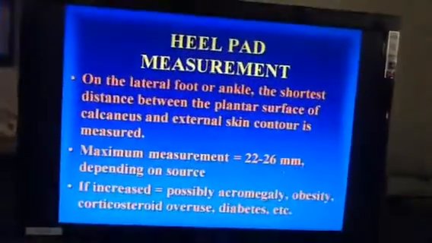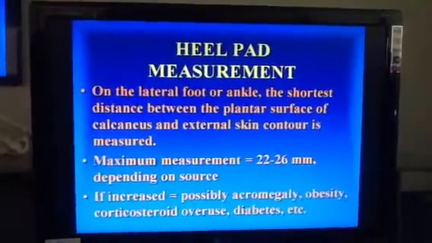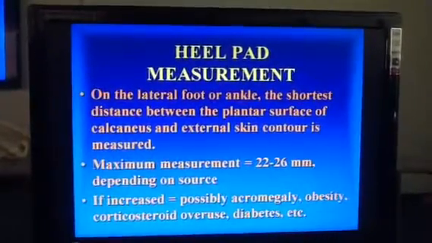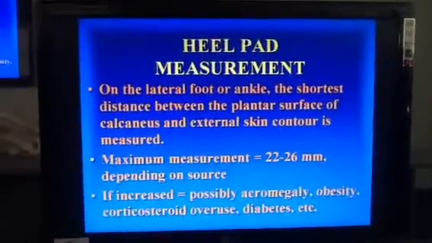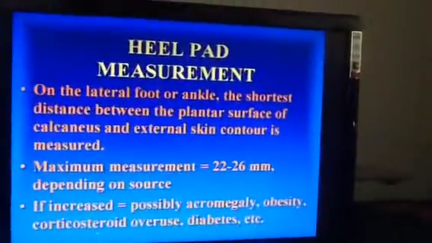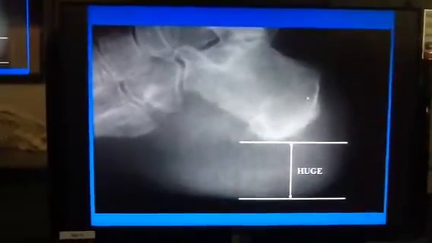Yeah. You said it shouldn't exceed 22. Yeah, it shouldn't exceed 22. What's that? And the notes it says 22 to 26. Yeah, well, maximum measure, yeah. Okay, well, they start guessing at 22. Okay. Guessing that they could have acromegaly, obesity. Okay. You're paying attention, I like that.